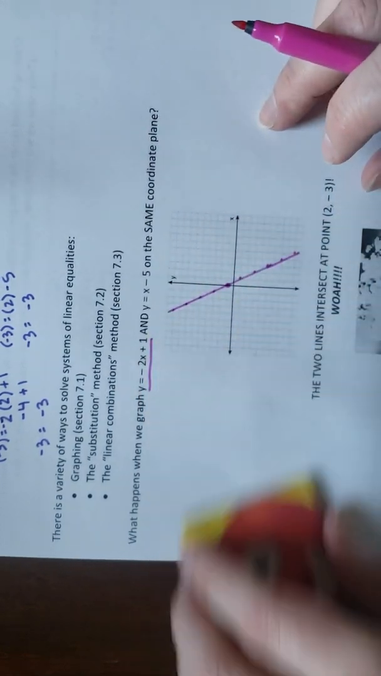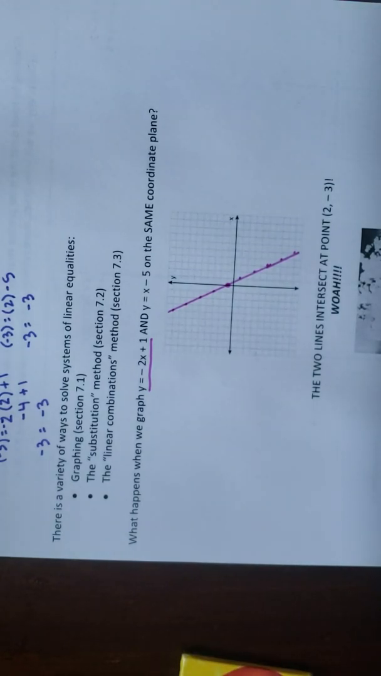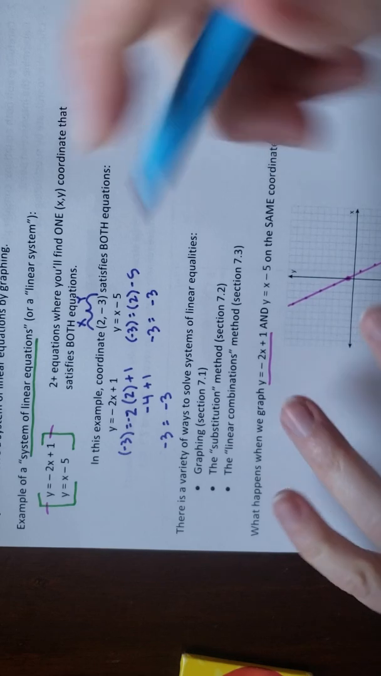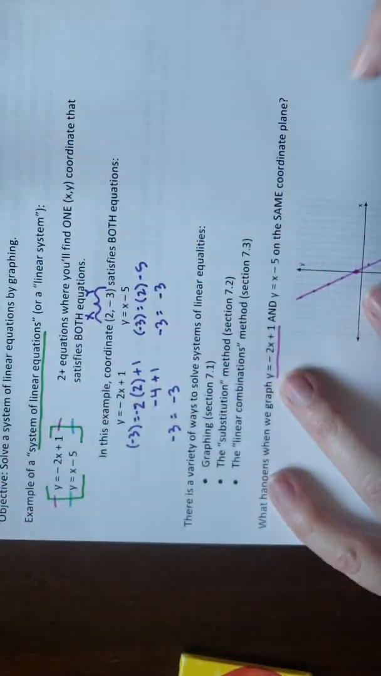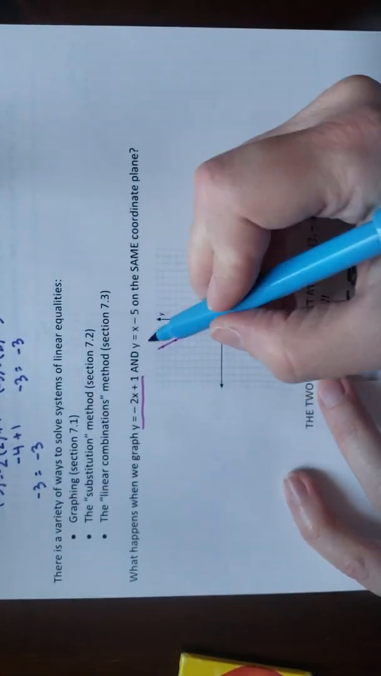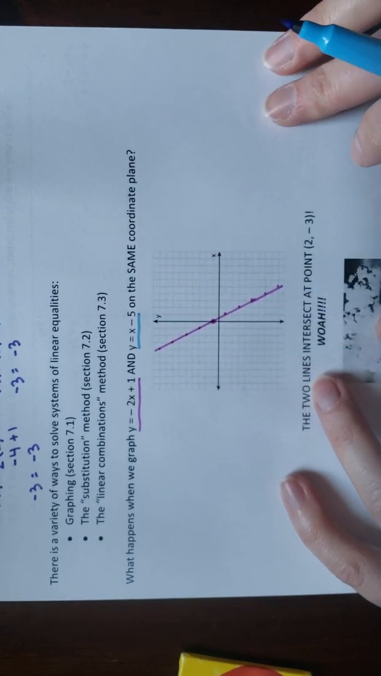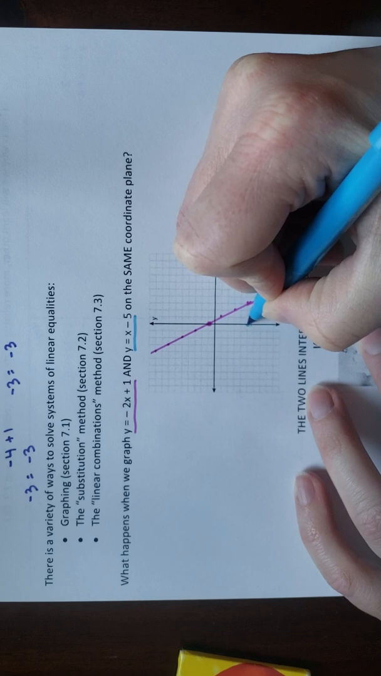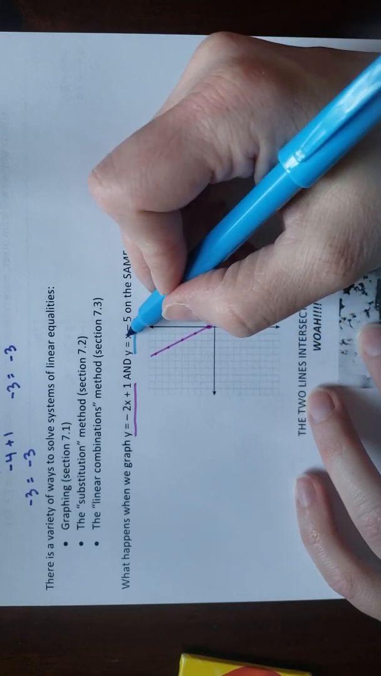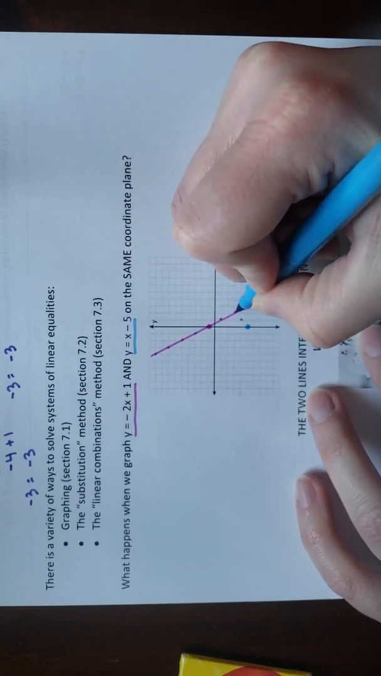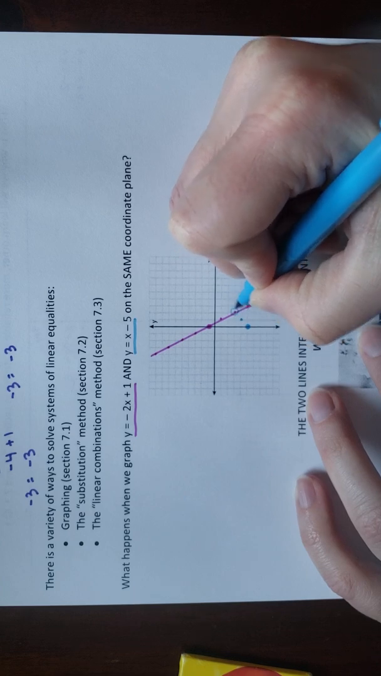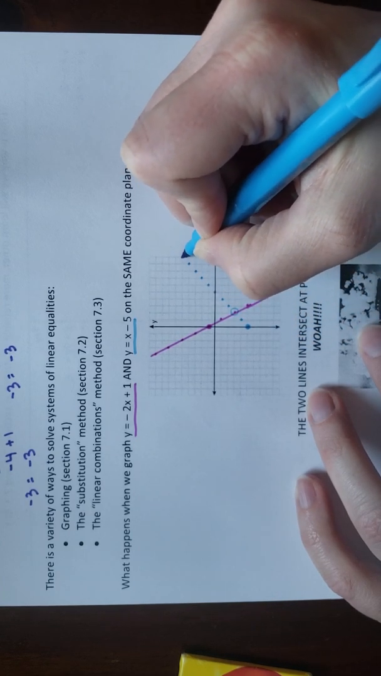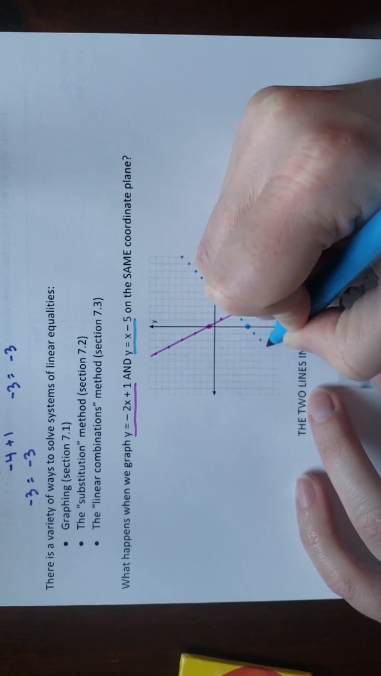Okay. And then we'll do the same for the other equation. This one is the same as this one. Great. So here's the -5 and a slope of 1, so up 1, right 1. Look at that. There was a collision on our coordinate plane.